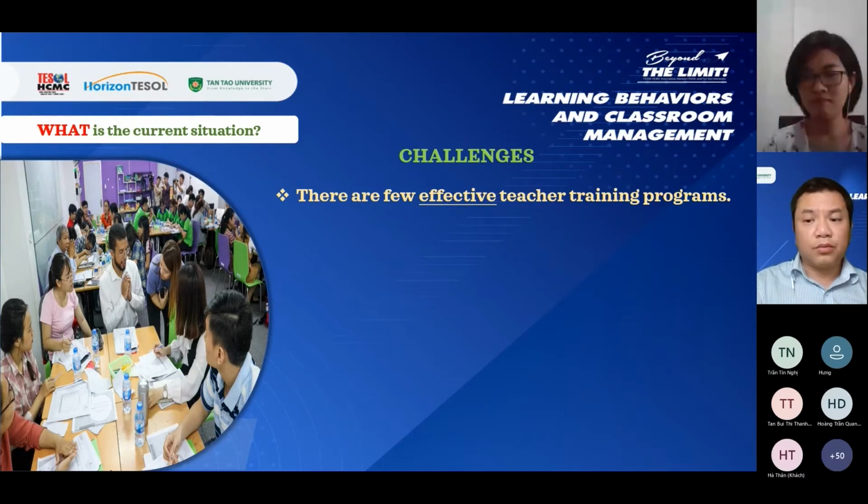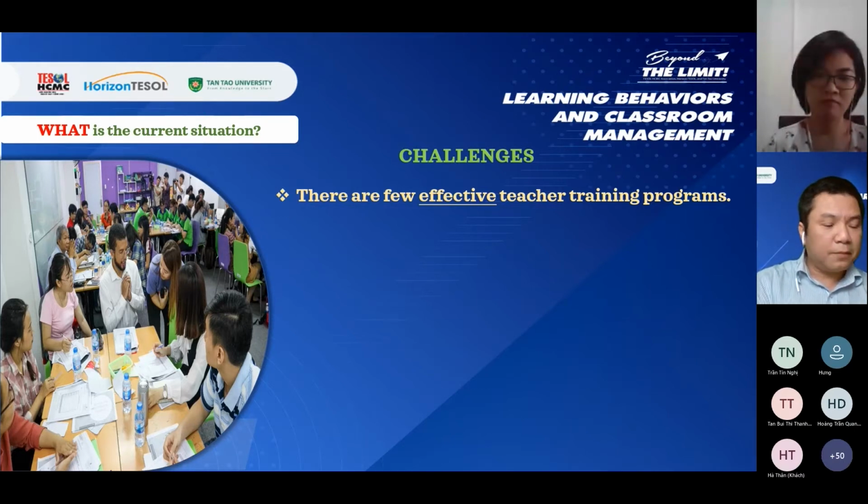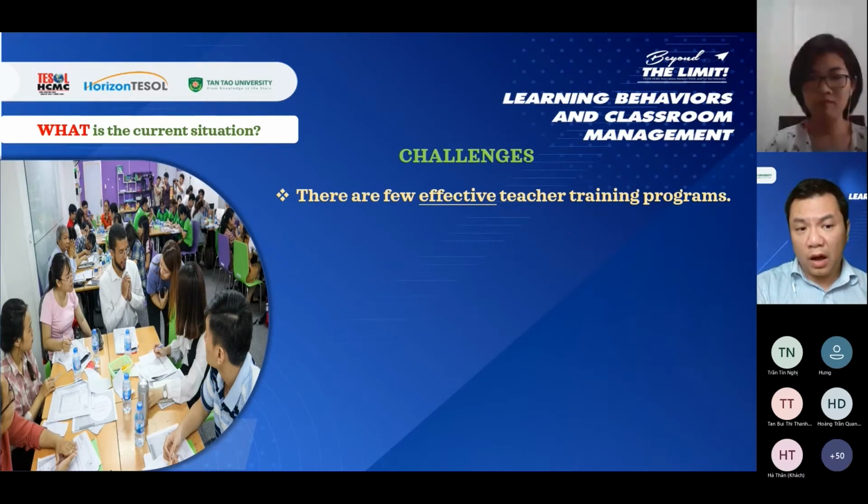Now, there are some other programs, like the program that you see in the picture on the left. That is a program offered by a STEM center in Ho Chi Minh City with BGSU, which is Bowling Green State University in America. That program is a very good program. However, the cost for it is a lot, and that exceeds the amount that an average teacher can afford. So that may not be effective either.